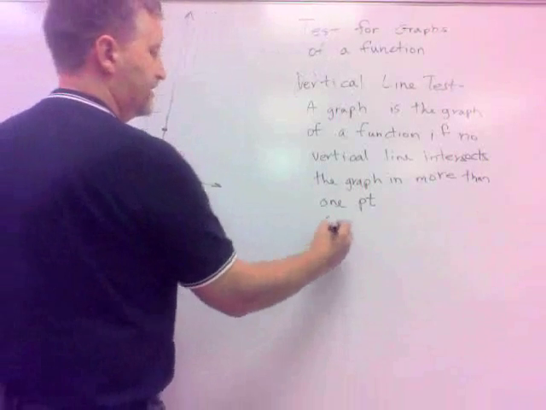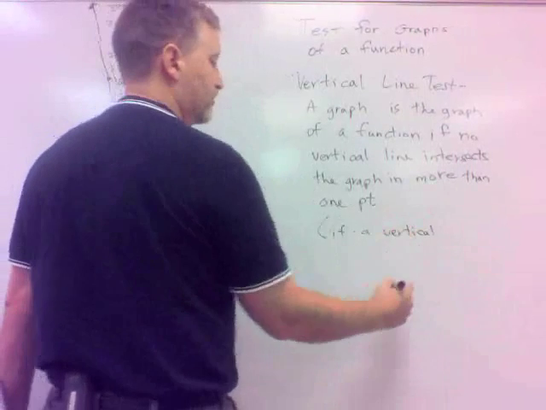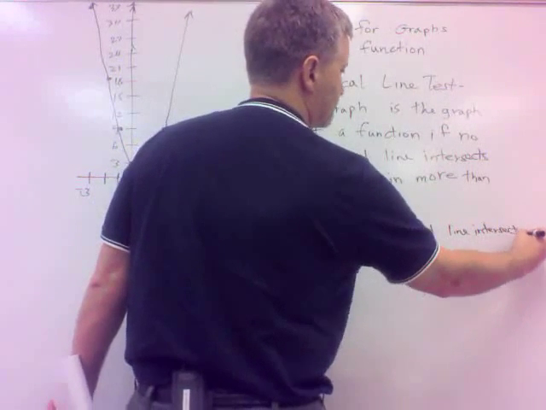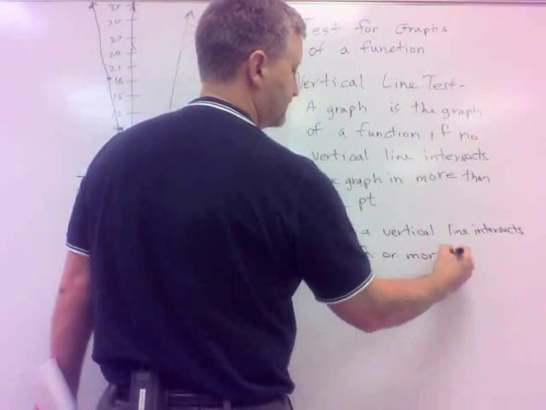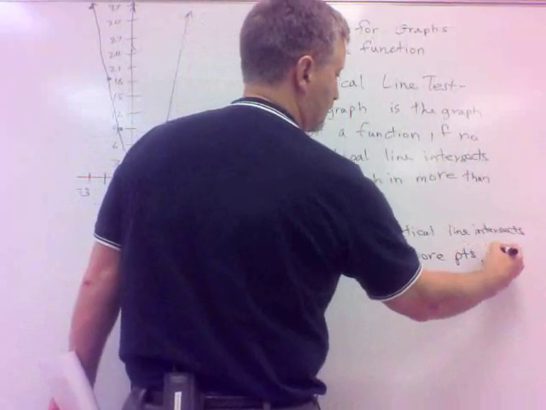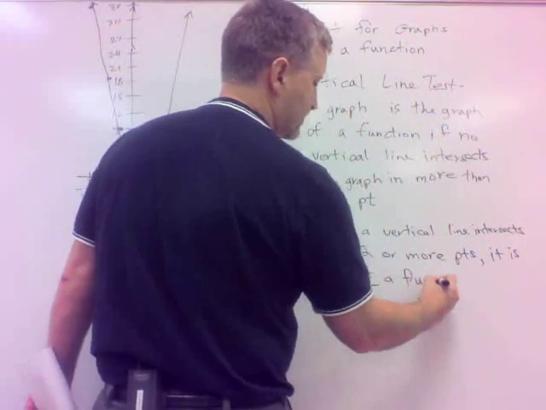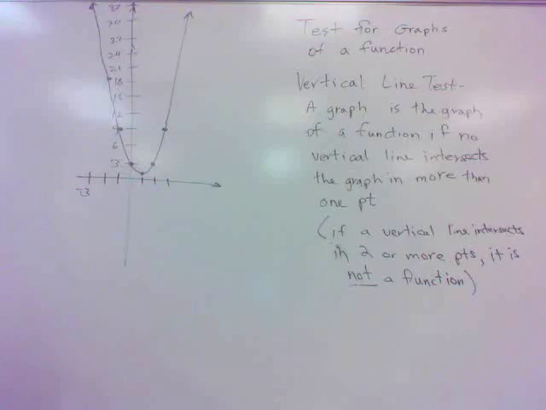Or another way to put it, if a vertical line does intersect in two or more points, it's not a function. Saying the same thing. All right. For example, we know the one I have graphed previously is a function, but here's what this is saying.